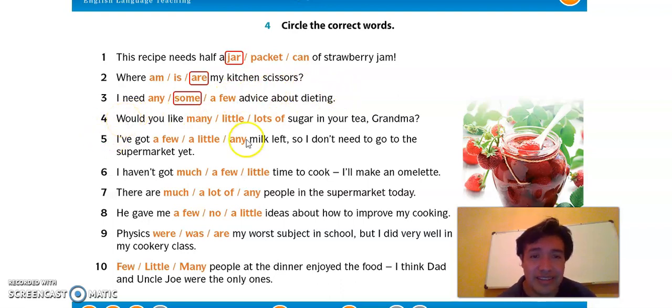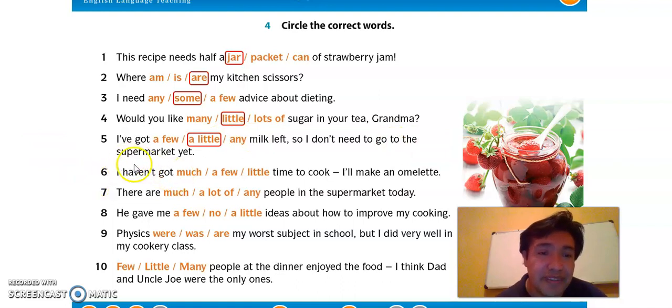Number 4, would you like sugar in your tea, grandma? You can say little or a little sugar, so little. Next, I've got a few or a little or any milk left. I've got a little milk left. This left is not izquierda, that means me queda un poco. So I don't need to go to the supermarket yet. I haven't got much, a few or little time to cook. We say that it is uncountable, so it's much time. To cook, I'll make an omelette.